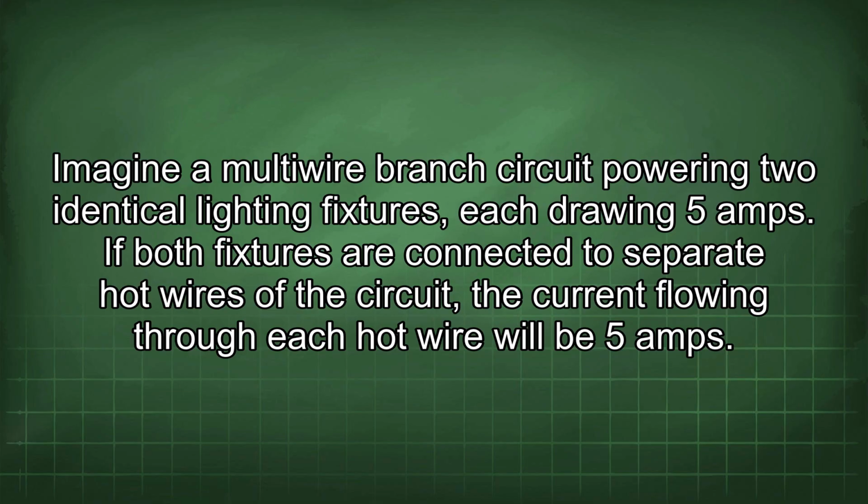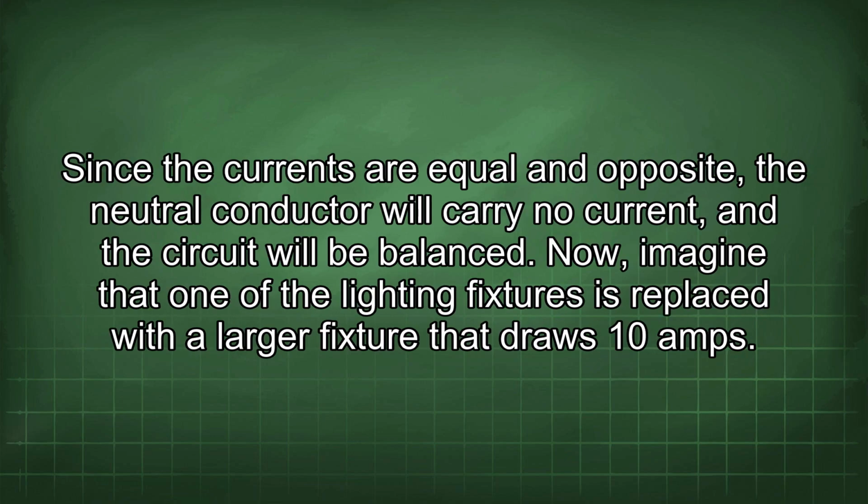Imagine a multi-wire branch circuit powering two identical lighting fixtures, each drawing 5 amps. If both fixtures are connected to separate hot wires of the circuit, the current flowing through each hot wire will be 5 amps. Since the currents are equal and opposite, the neutral conductor will carry no current and the circuit will be balanced.